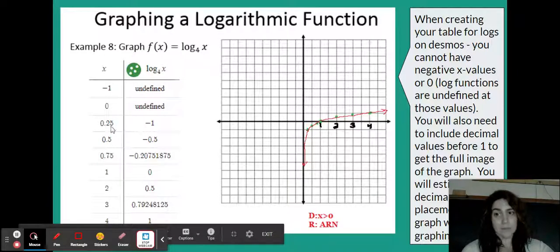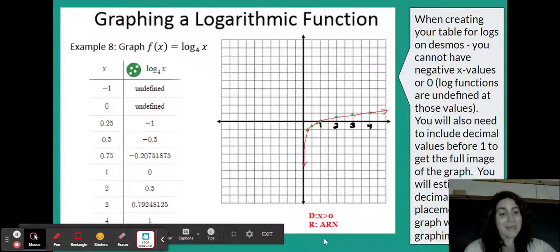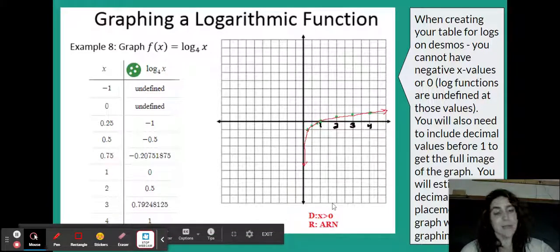So you have 0.25, 0.5, 0.75. Those will give you your good decimal values. And then you can do a couple whole numbers. You don't have to do too many, but just enough that you can get an idea of what the graph looks like. And then from here you can see now I have this curve happening. Okay. Again, the domain of all logs are going to be based off of your inverse of your exponents. So the domain in this case is x is greater than 0.